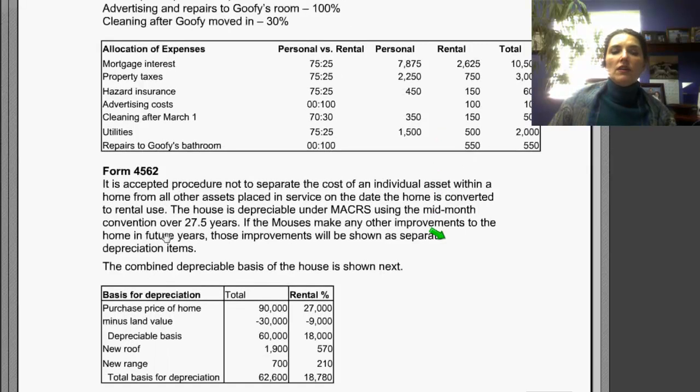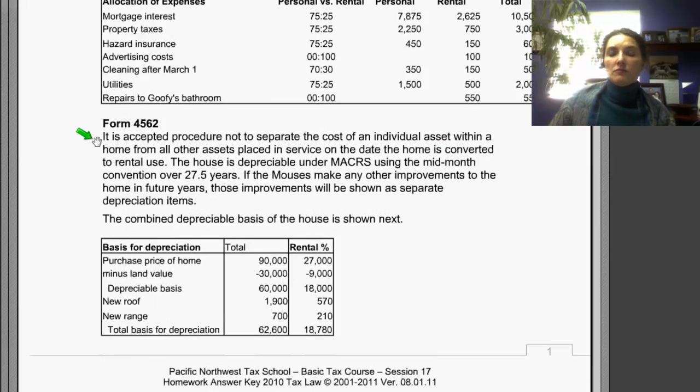Now, we also had some depreciation aspects to account for, and it is accepted procedure not to separate the cost of an individual asset within a home from all other assets placed in service on the date that that home is converted to rental use. The house is depreciated under MACRS using the mid-month convention over 27.5 years. If the Mouses make any other improvements to the home in future years, those improvements will be shown as separate items on the depreciation schedule.